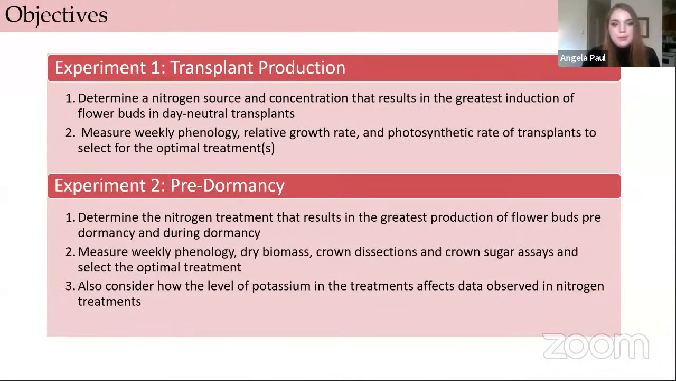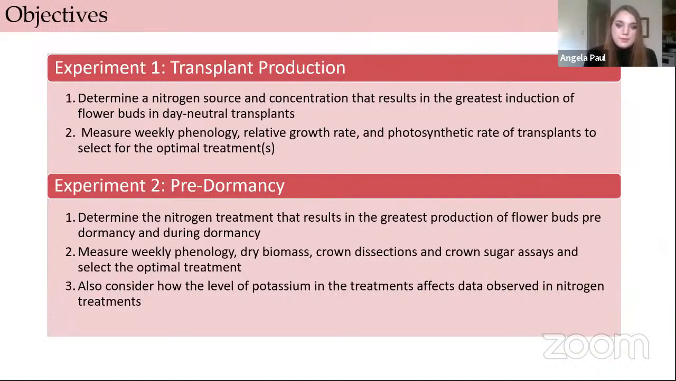So now to cover my objectives. I broke my project down into two main experiments. The first was transplant production. For this experiment, I wanted to determine the nitrogen source and the nitrogen concentration that resulted in the greatest induction of flower buds in day-neutral transplants. The second experiment was the pre-dormancy period, starting in about July and August and going up until October when plants were put into cold storage, again determining the nitrogen treatment that resulted in the greatest number of flower buds produced within the crown.